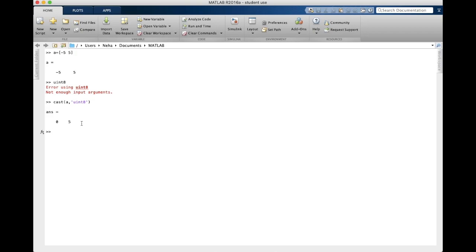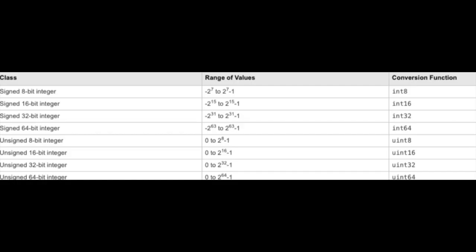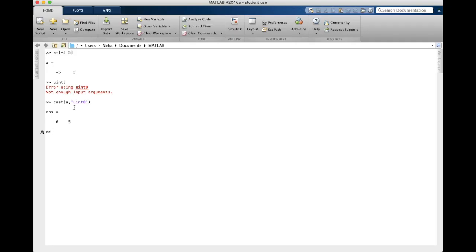But why is it 0, 5? Well, if you go back to this table that I had posted earlier, look at the range of values for an unsigned 8-bit integer. It is only from 0 up until 2 to the 8 minus 1. 2 to the 8 is 256, minus 1 is 255. So the numeric type unsigned 8-bit integer is appropriate for storing values from 0 until 255. That does not include -5.